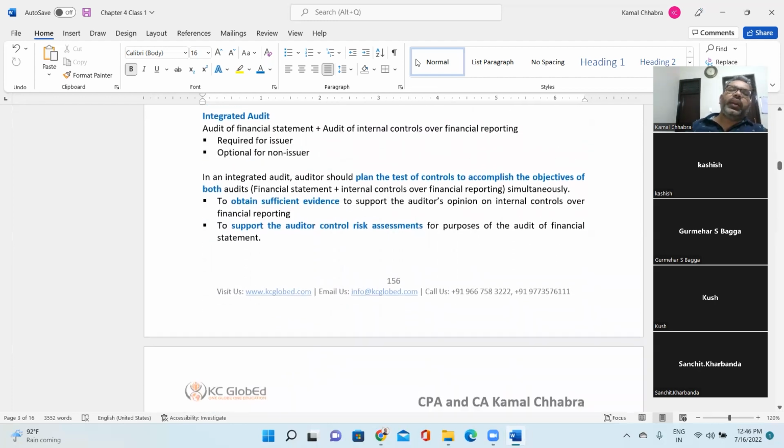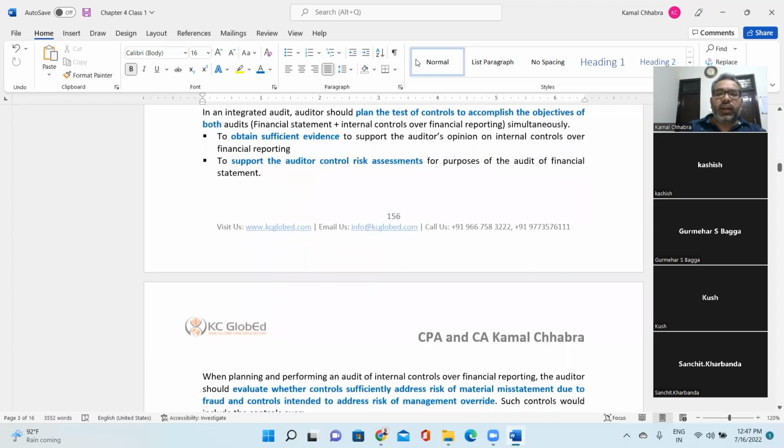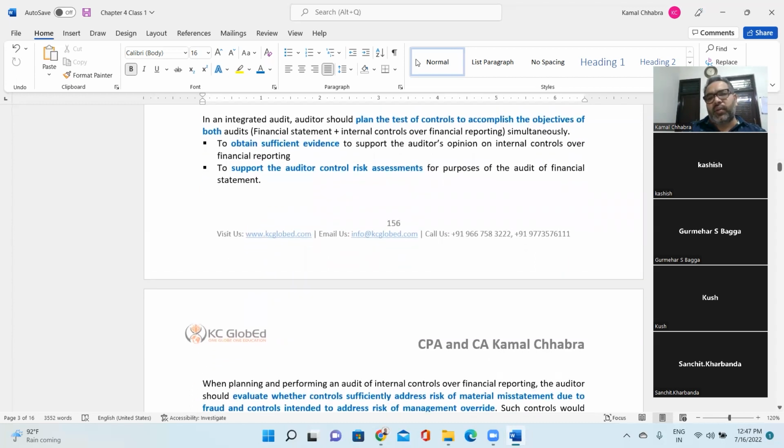So now look at integrated audit. What is an integrated audit? In it you are doing an audit of financial statements as well as internal control over financial reporting, right? So for an issuer it's mandatory, and for a non-issuer it is optional. In an integrated audit, the auditor should plan to test controls to accomplish the objective of both audits.